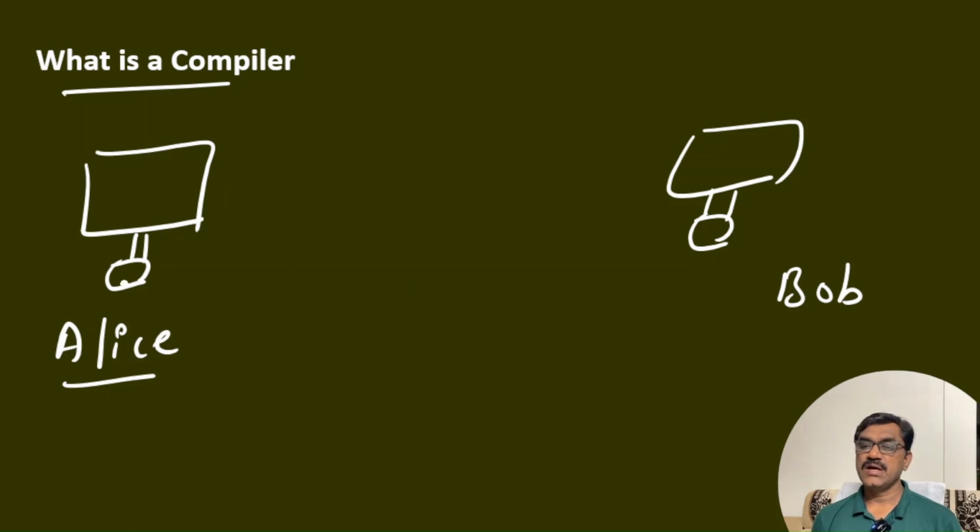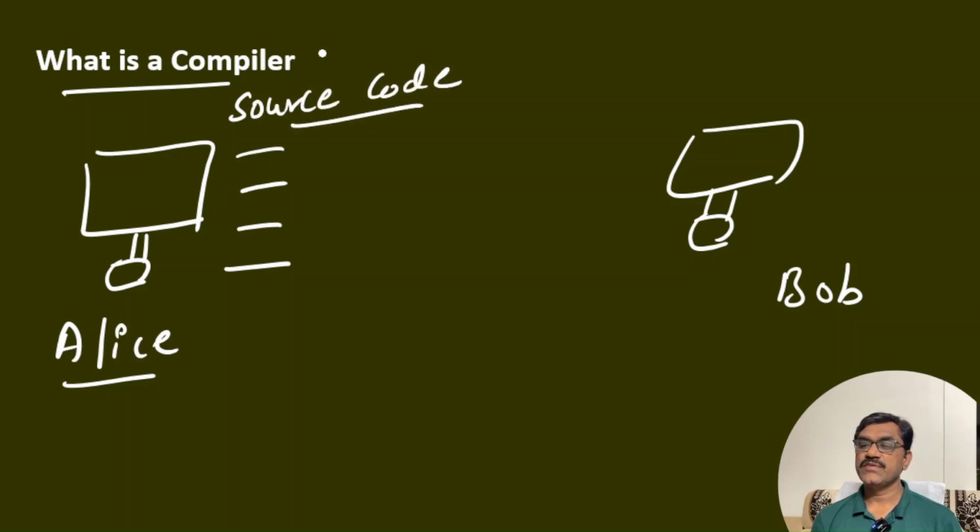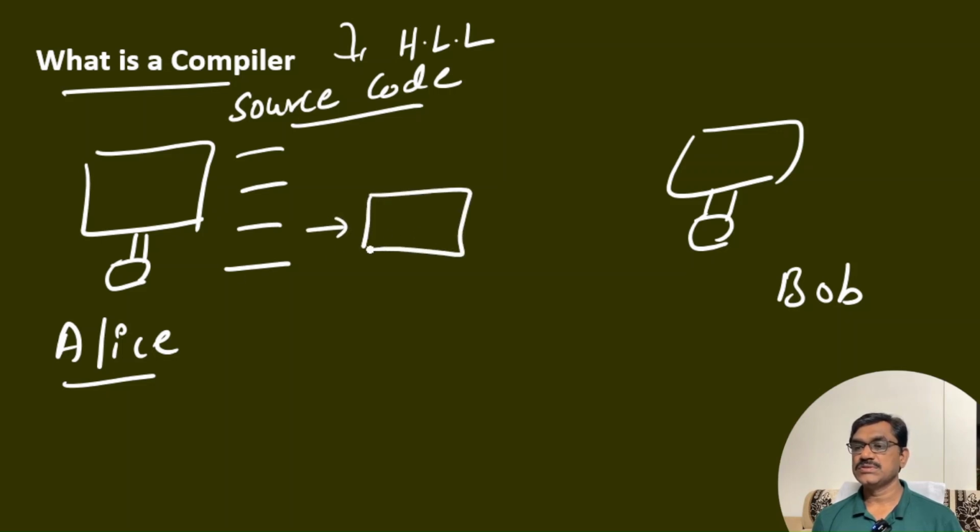On Alice's system, we are writing some code. Assume that 4 lines of code are there, which we call the source code. In which language is it? It is in high-level language, right? We have some source code on Alice's machine. Now this Alice machine is going to use a compiler. Here we are talking about the compiler.